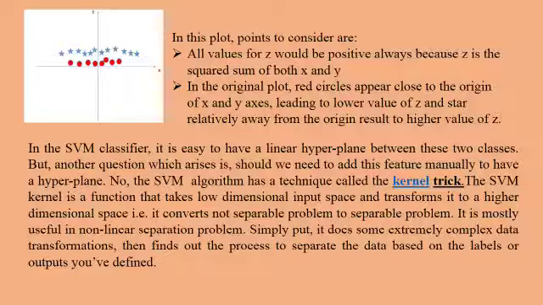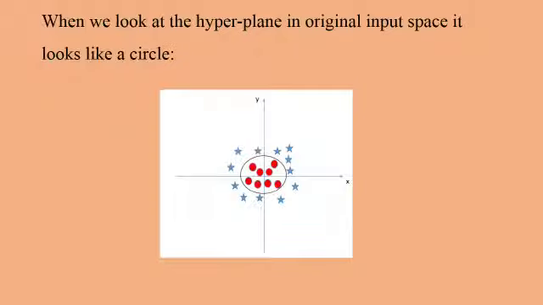The SVM algorithm has a technique called the kernel trick. The SVM kernel is a function that takes a low dimensional input space and transforms it to a high dimensional space. That is, it converts a non-separable problem to a separable problem. It is mostly useful in non-linear separable problems. After performing the kernel function, if we look at the hyperplane in the original input space, it looks like a circle as shown in the figure.